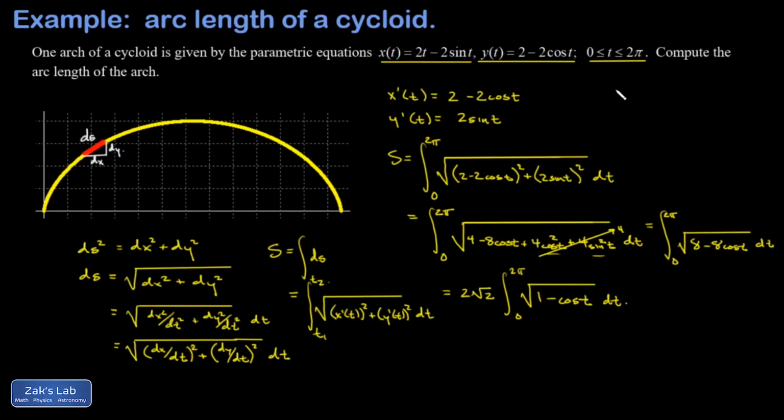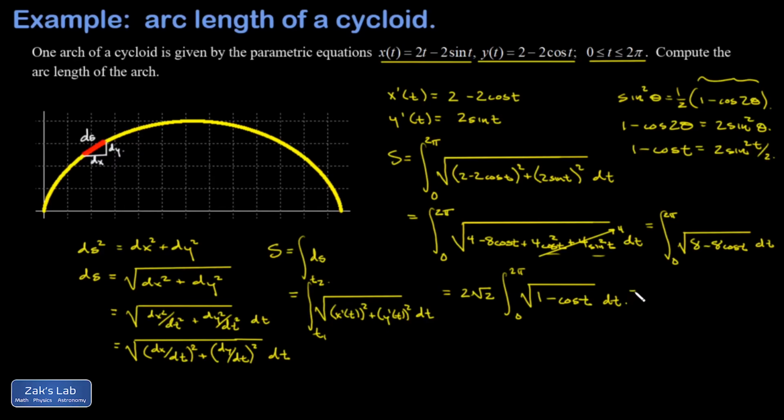And I'll go ahead and figure this trig identity out up here. So just a little reminder, sine squared of theta is 1/2 times (1 minus cosine of twice theta). And I see that 1 minus cosine of something there, so that's what I'm trying to isolate and express as 1 minus cosine of t. So I have 1 minus cosine 2 theta is 2 sine squared theta. Now I replace theta with t over 2, and I get 1 minus cosine t is equal to 2 sine squared t over 2.